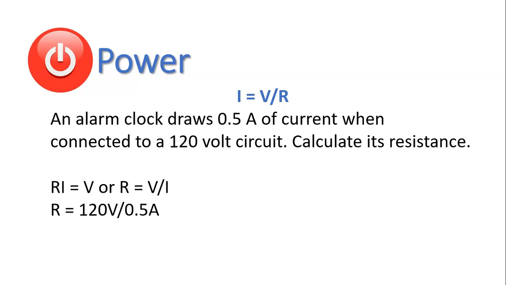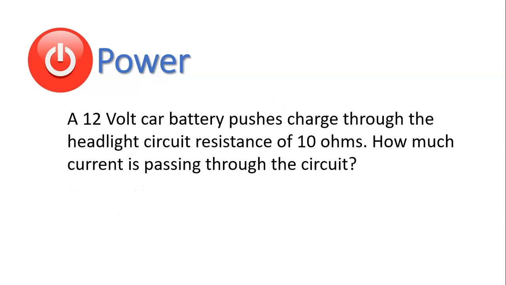So the resistance is equal to 120 volts divided by 0.5 amps. So the resistance is equal to 240 ohms. So that's a really simple equation, really quick little problem. Hopefully you had your calculator and you had it done way before me. So you have another one here. We're going to solve for something different, right?